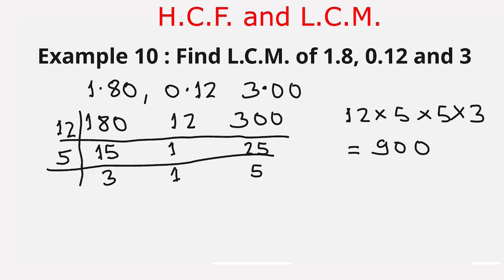Here step 2 is completed. What is step 3? We have to put the decimal so that the number of digits after the decimal becomes the same as in step 1. So we have to put the decimal so that the number of digits after the decimal becomes 2. So we will put the decimal here in 900, it will become 9.00. So our LCM is 9. The LCM of 1.8, 0.12 and 3 is 9.